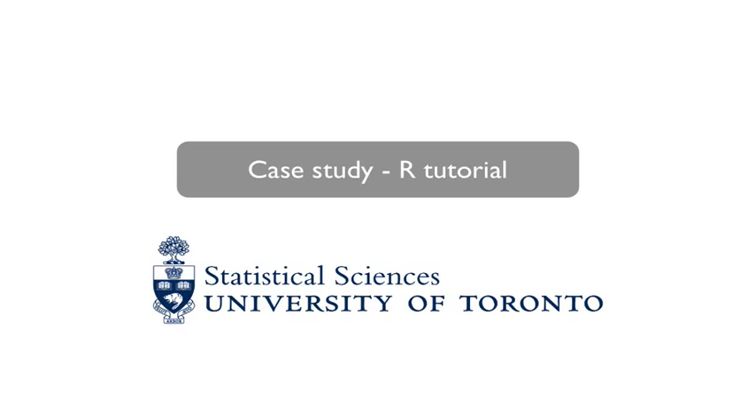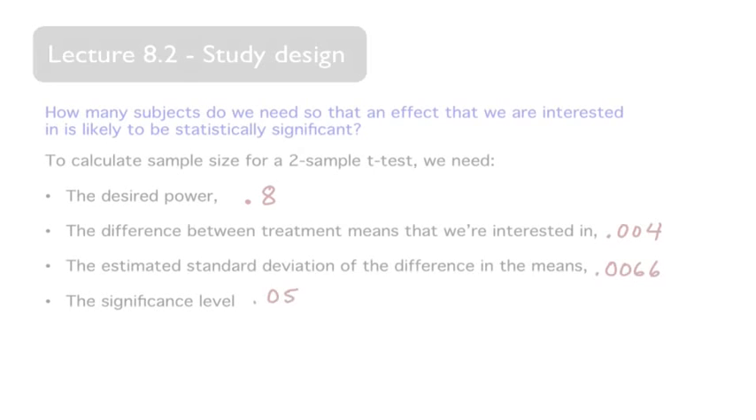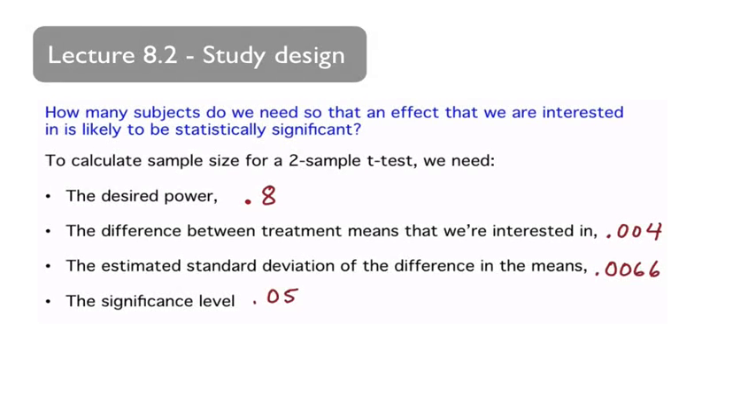In the second lecture, you saw how to design such a study to acquire the data needed to answer the research questions. One of the questions raised in this particular lecture video was how large of a sample would we need to be able to obtain statistically significant results? Recall that we wish to calculate the sample size required for a two-sample t-test with a power of 0.8, a difference between treatment means of 0.004, with an estimated standard deviation of the differences of 0.0066 at a 0.05 significance level.